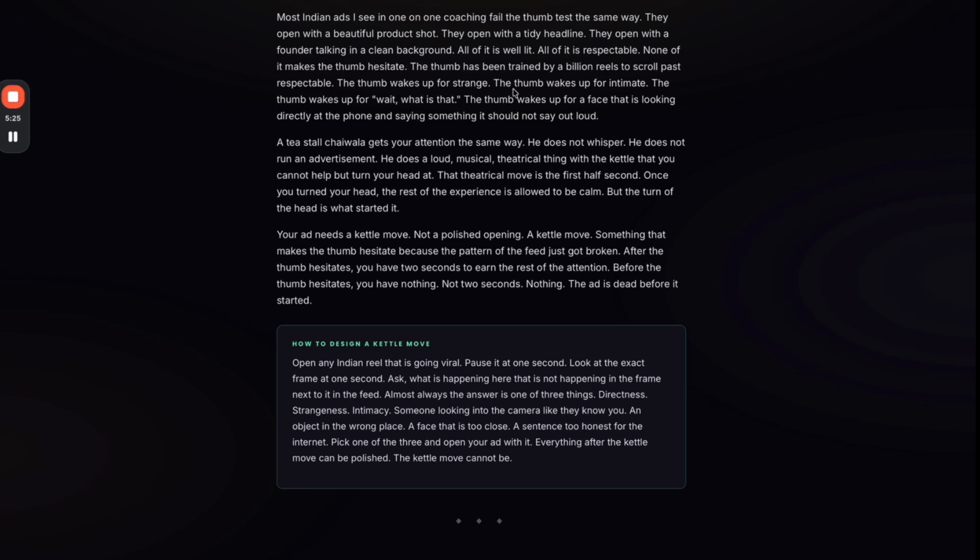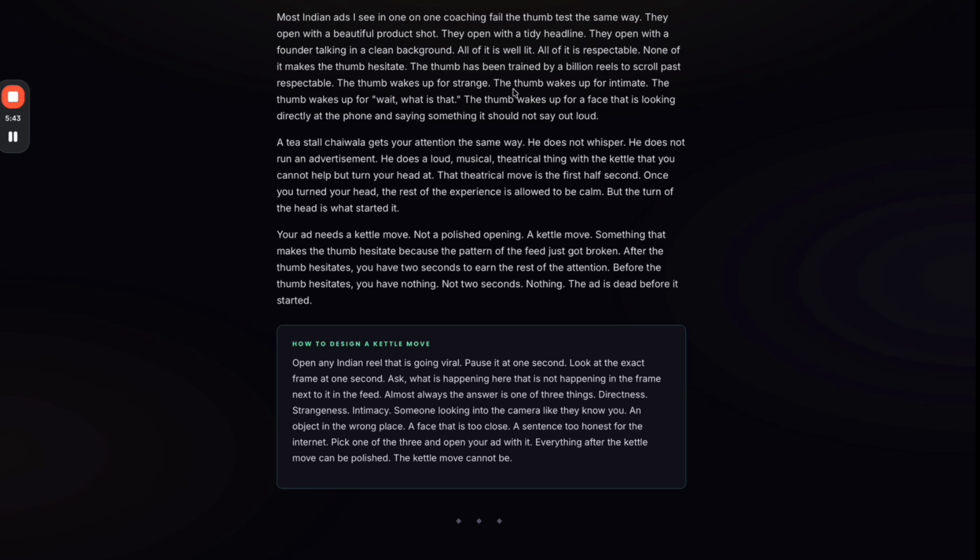That is me. The thumb wakes up for a face that is looking directly at the phone and saying something it should not say out loud. A tea stall chai wala gets your attention the same way. He does not whisper, he does not run an advertisement. He does a loud, musical, theatrical ring with the kettle that you cannot help but turn your head at.